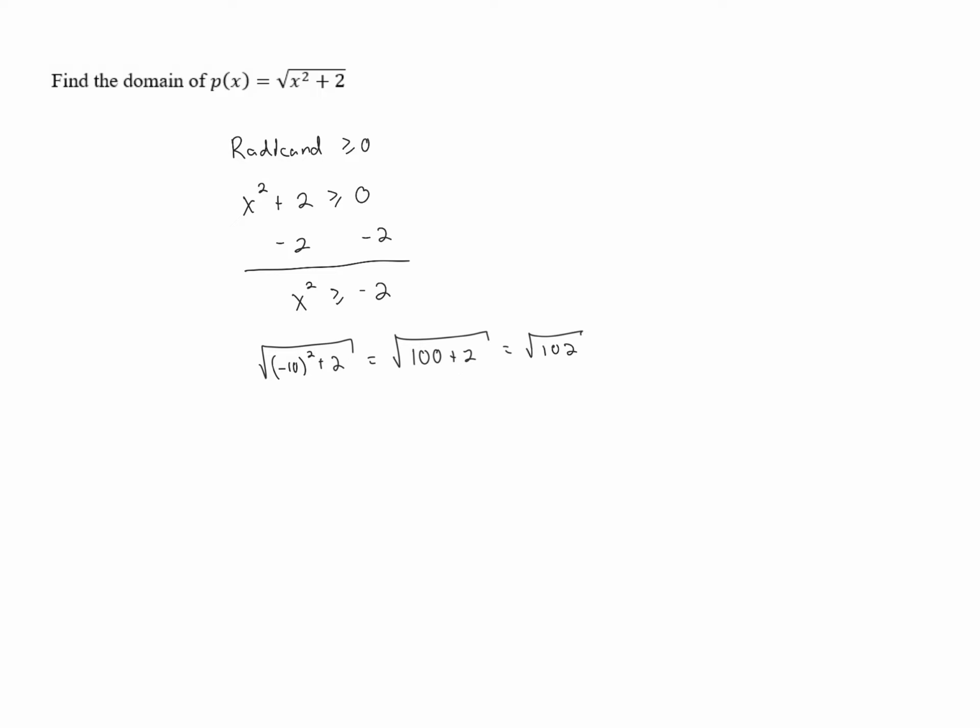Negative 10 is. If you plug in any negative number for x, when you square it, you'll get a positive, and when you add 2, it becomes even more positive. And so there's no chance that we're going to end up with a negative inside that square root. So what that means for us is the domain is all real numbers.